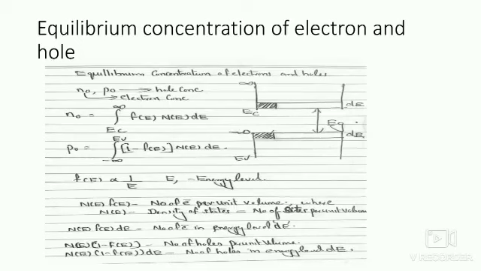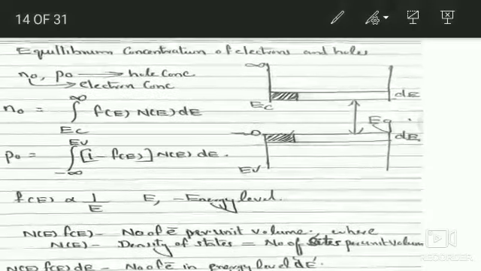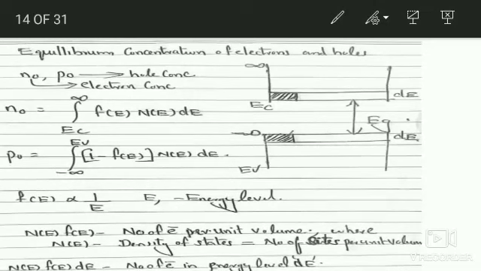At thermal equilibrium, the concentrations of electron and hole are represented as N0 and P0. N0 represents electron concentration, P0 represents hole concentration. Here we have to derive a total of 8 expressions, of which the first expressions of N0 and P0 are listed out in integration form. It is found with the help of the energy band diagram.